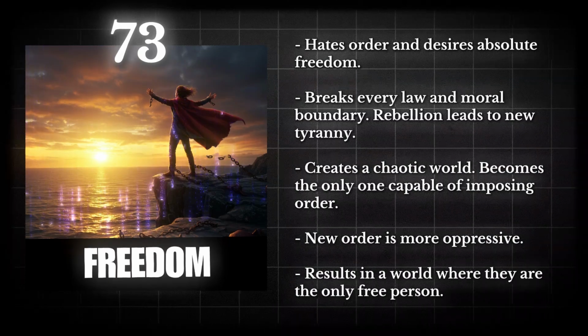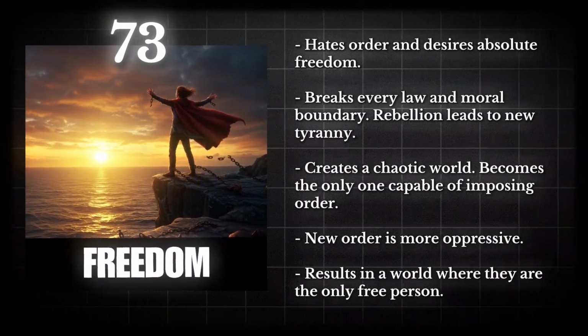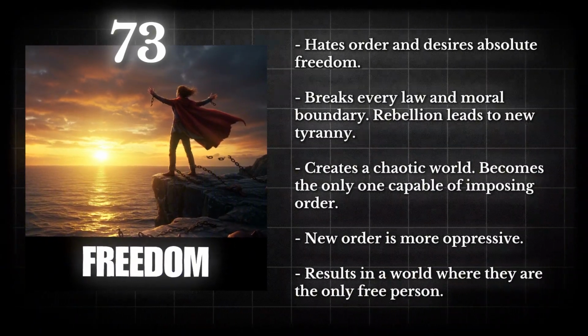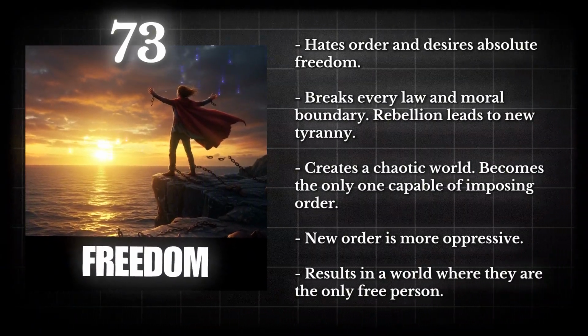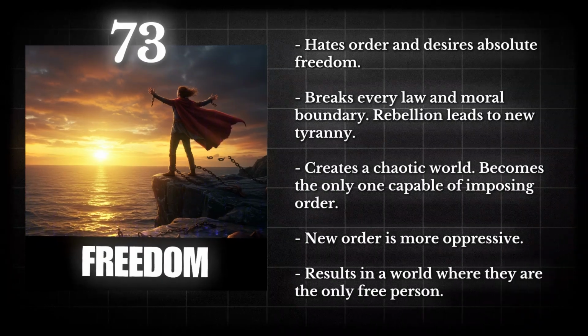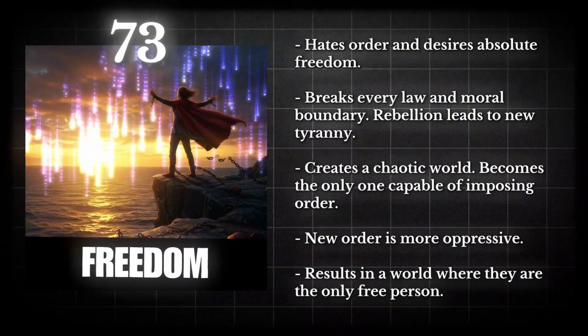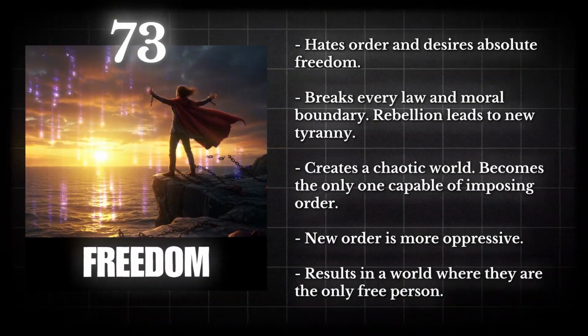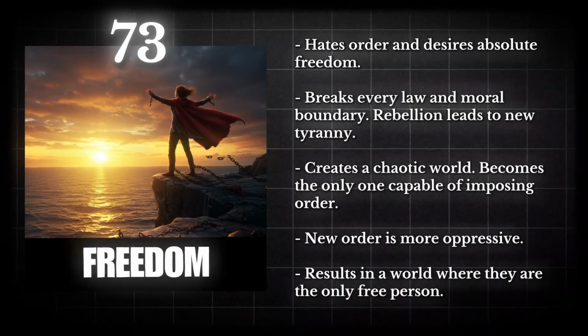73. Freedom. The villain hates order and desires absolute freedom. Their twisted sense of freedom means breaking every law, every moral, and defying every boundary. Their rebellion against order leads to a new form of tyranny. In the chaotic world they create, they become the only one capable of imposing order, one that is more oppressive than the one they destroyed. Their desire for absolute freedom results in a world where they are the only truly free person.